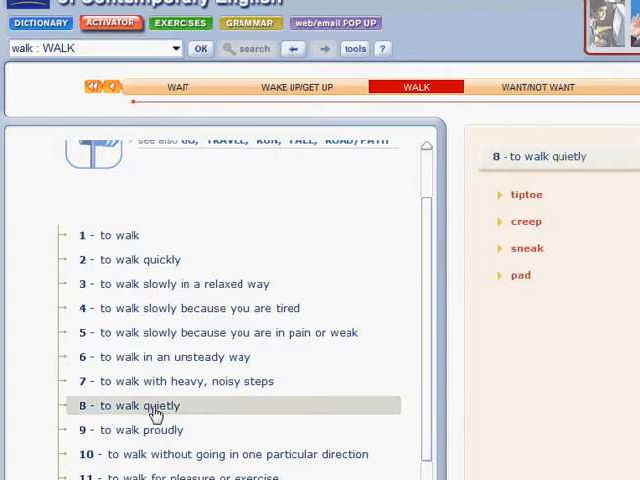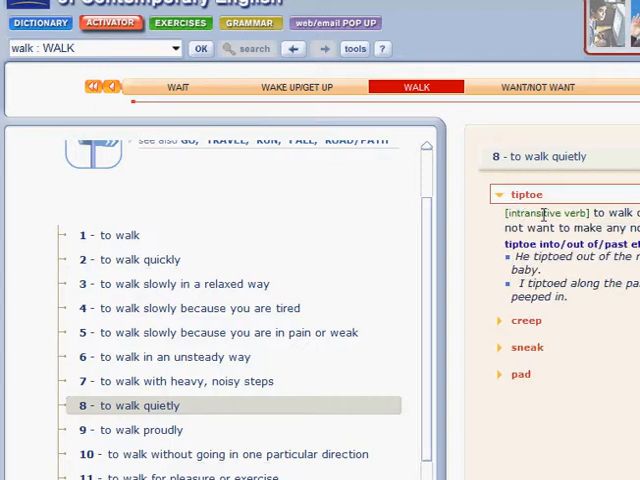So if we click on this, we can see we have 4 different choices. And if we click on them again, they tell us something about the structure. Tiptoe is intransitive, and it means to walk on your toes because you don't want to make any noise. Tiptoe into, out of, past, common collocations. For example, he tiptoed out of the room. And then I'm not sure if you can see the rest of this, but it says trying not to wake the baby. I tiptoed along the passage to Claire's door and peeped in. So this is clearly the best one for the photo we saw.